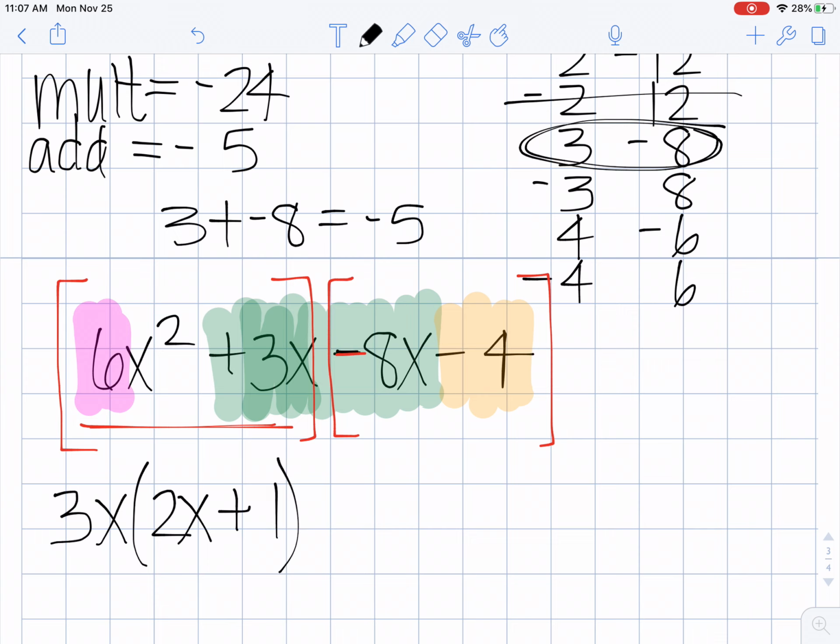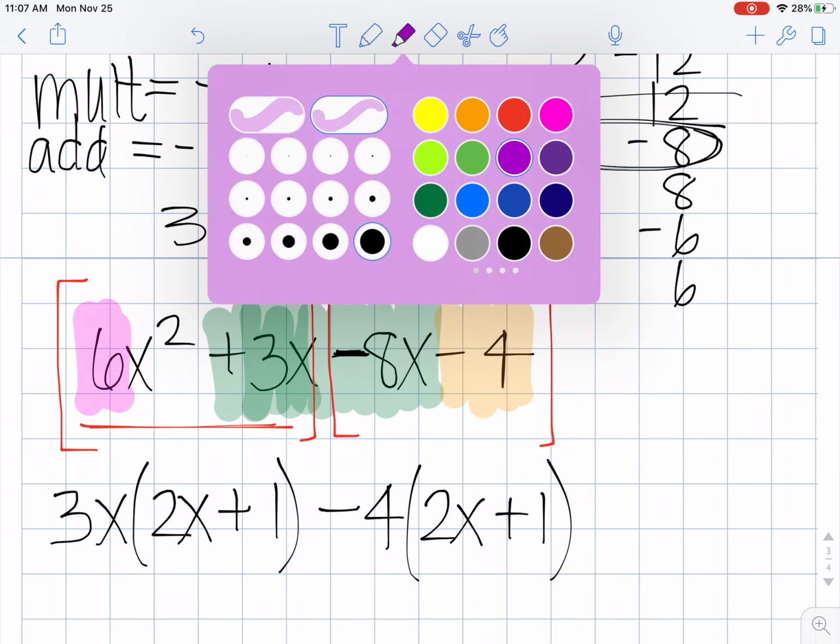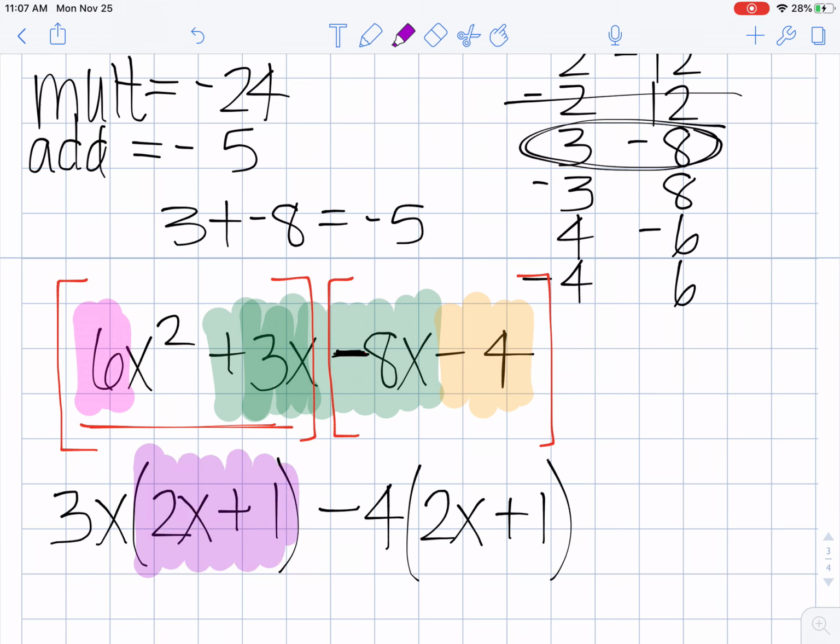Now, I always want to make sure that this is not negative. So I'm going to have to factor out a negative number. So what do negative 8x and negative 4 have in common? They both have in common a negative 4. So negative 4 times how much is negative 8x? A positive 2x. And negative 4 times how much is negative 4? Positive 1.